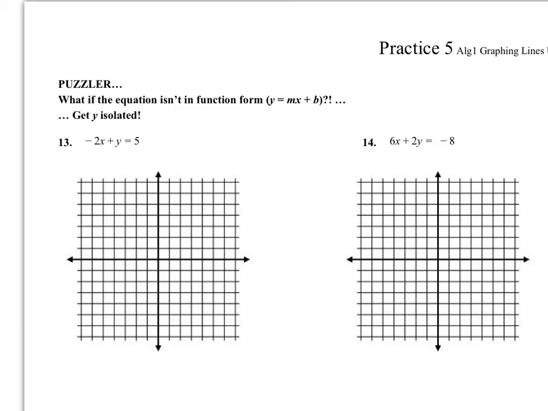So here's some different situations you might encounter. What if the equation isn't in function form? What if y isn't isolated, like this? Well, that's pretty simple. We could get y isolated. So in this case, I would start by adding 2x to both sides, which would mean y would equal 5 plus 2x.